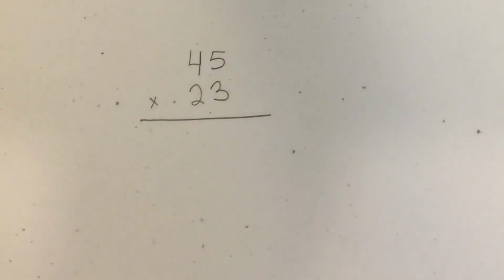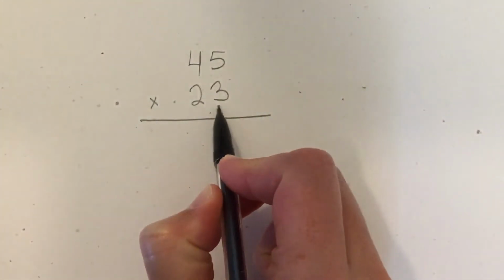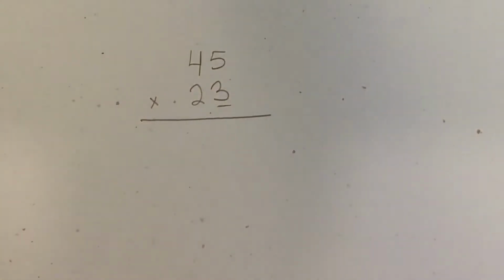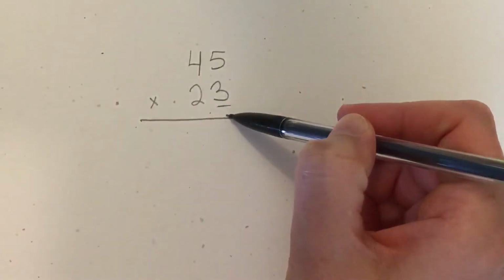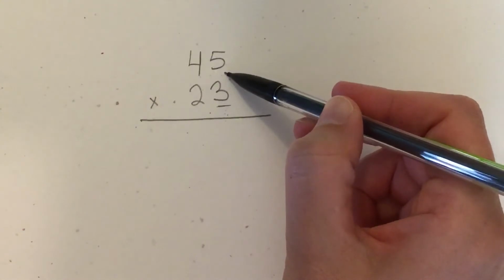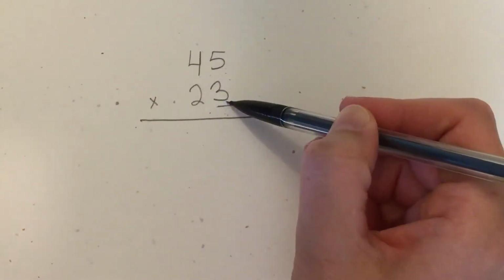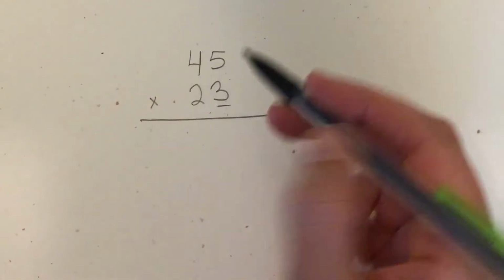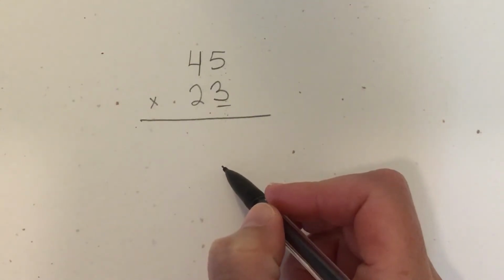of each other. Okay, so looking at here, thinking about what digit am I going to start with? Remember that I always go down to the ones place. And I need to take this number that's in the ones place in the bottom and multiply it by the number that's in the ones place above it. So 3 times 5. 3 times 5 equals 15.